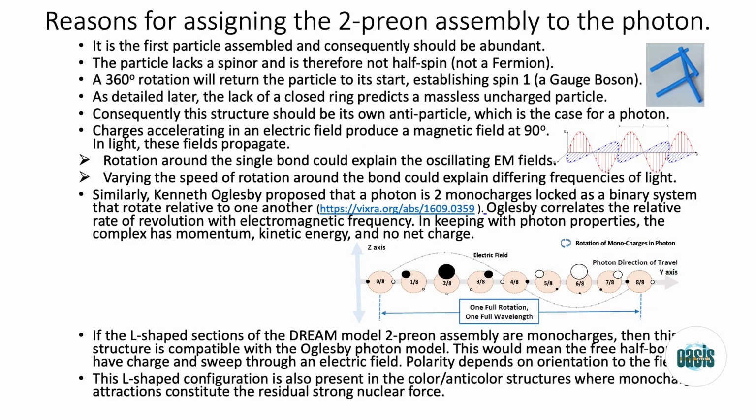Why do I say that the photon is this two preon assembly? For a couple reasons. One is that it's the first particle assembled, and consequently it should be abundant, which photons are. Not a particularly strong argument. It lacks a spinner. It has no squares, no spinner associated with this, so it should be massless, and it's not going to be a fermion. So we've already thrown out most of the particles. A 360-degree rotation returns this to its start, so it should be a boson.